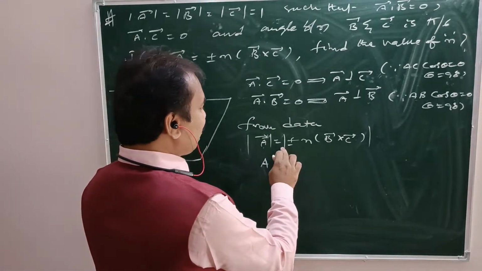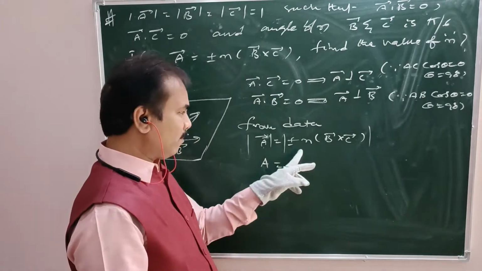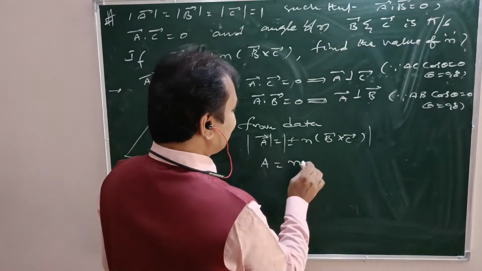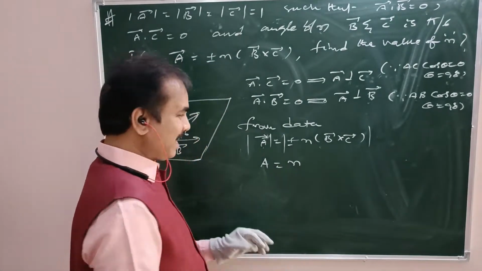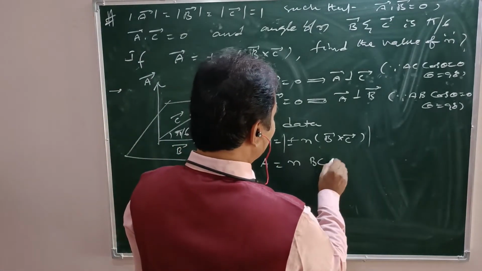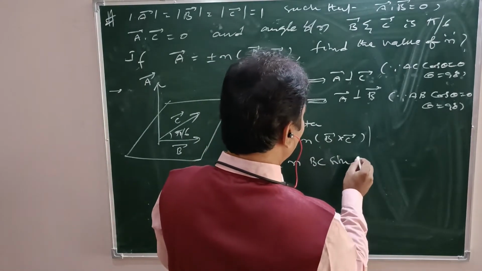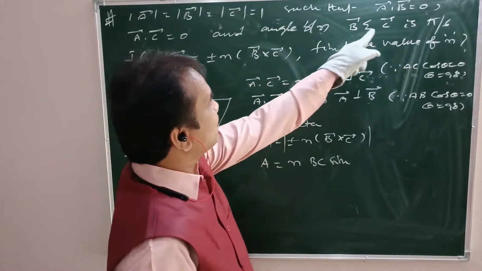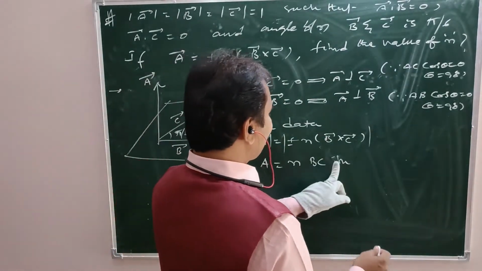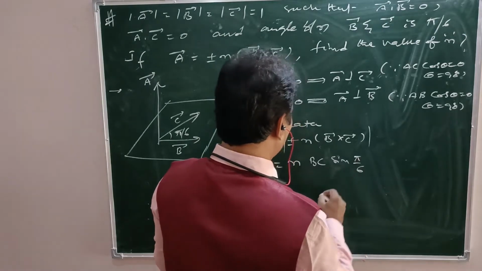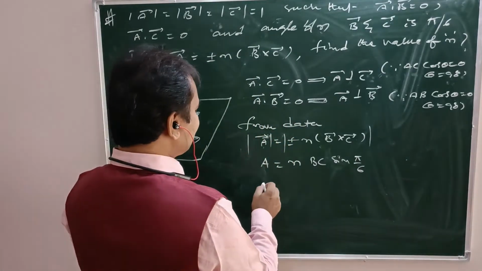Now modulus of plus or minus n means take positive value n. Why? Because modulus always gives positive values, that is n, into mod B cross C means BC sin theta. What is theta between B and C? That is pi by 6. BC sin pi by 6. That is A equal to 1.